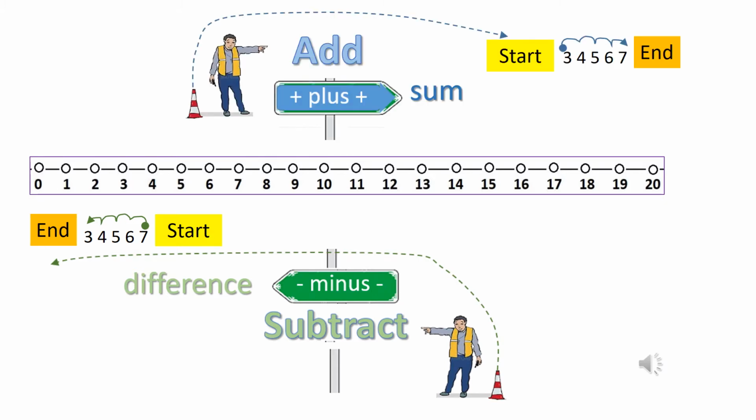So here you can see addition and subtraction together. When you add, you start at a small number and go plus, plus, plus. Your answer is a bigger number, and the answer is called the sum when you add. When you subtract, you start at a bigger number, and you go minus, minus, minus. Your answer will be a smaller number. The answer when you subtract is called the difference.